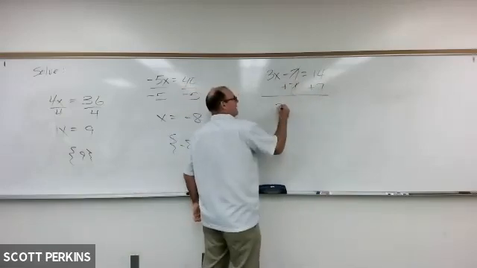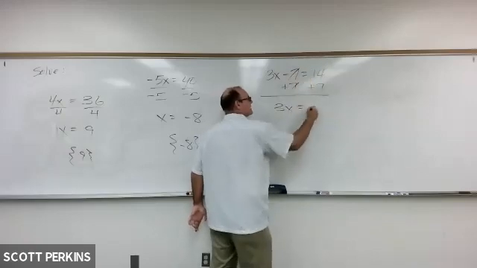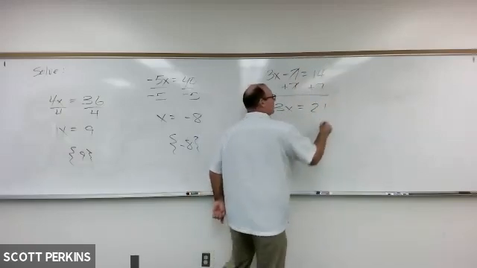-7 plus 7, boom, I have 3x on the left. My equal sign stays in the middle. 14 plus 7 is 21.